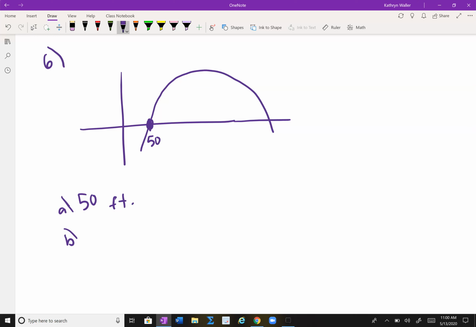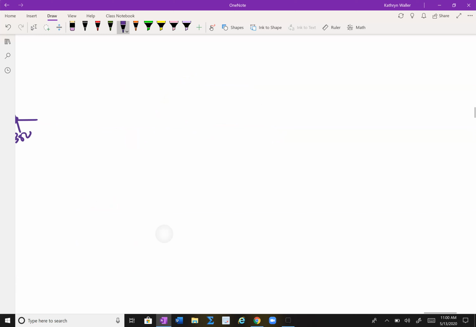Okay, part B, how many feet does it reach its greatest height? So there's the greatest height. If you look down, that would be 200. That's how far away it is. So that's 200 feet. And then C, how far from the submarine does it hit the water? That would be right there, and that is 350. So this is just like an interpreting a graph problem, okay?